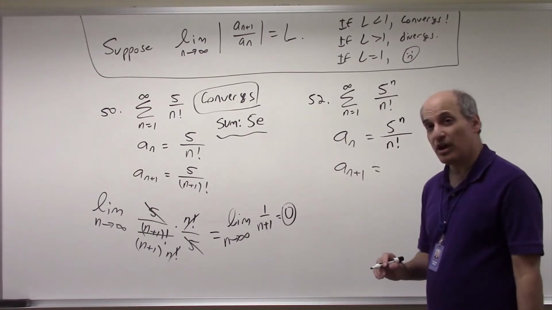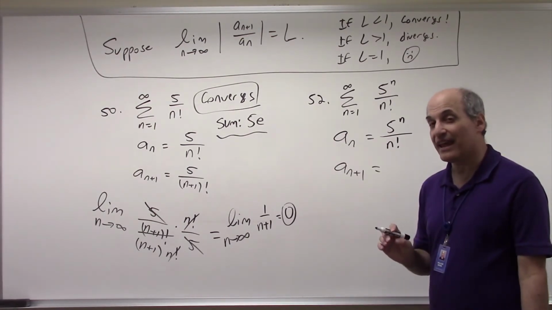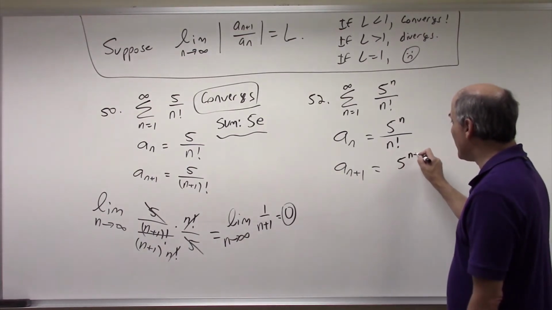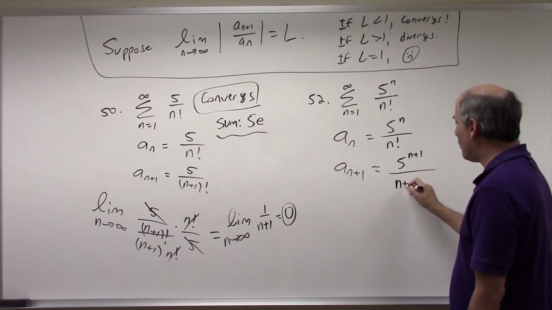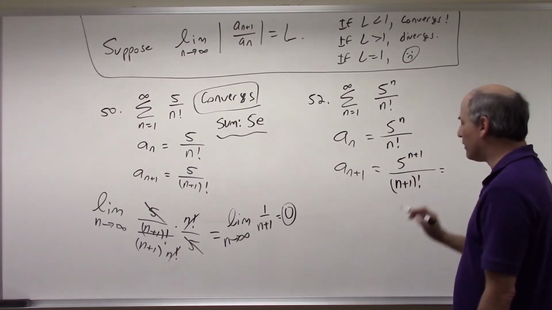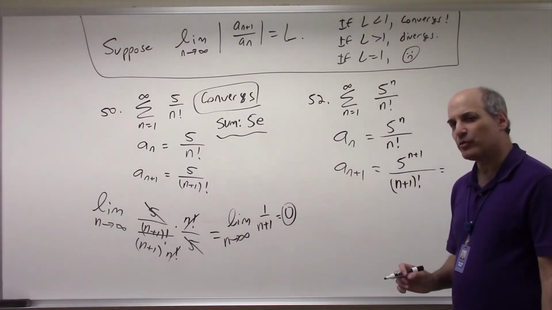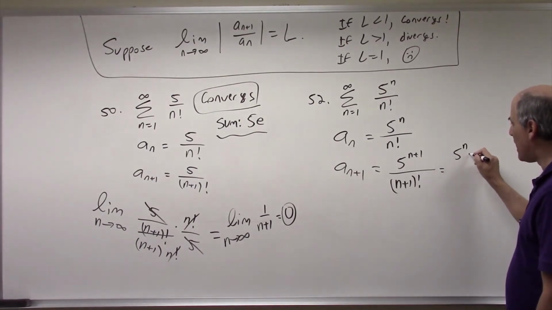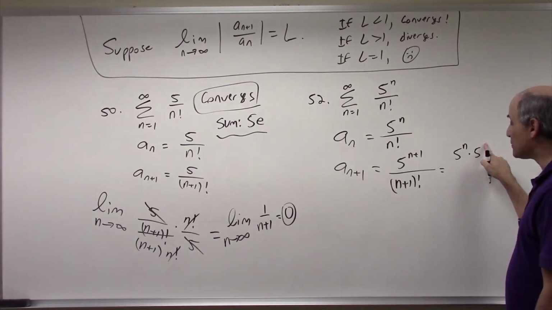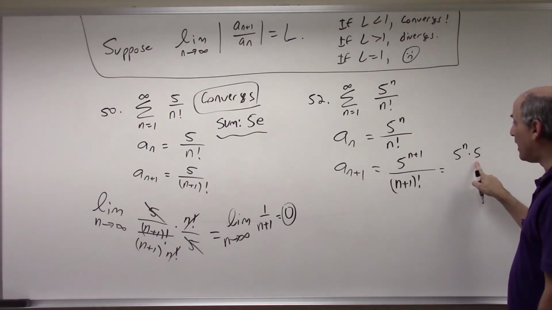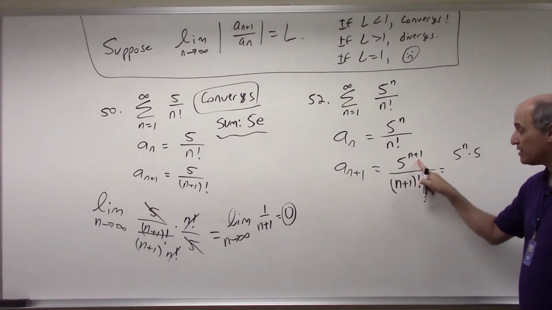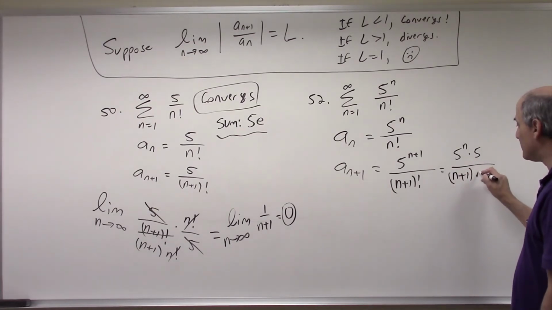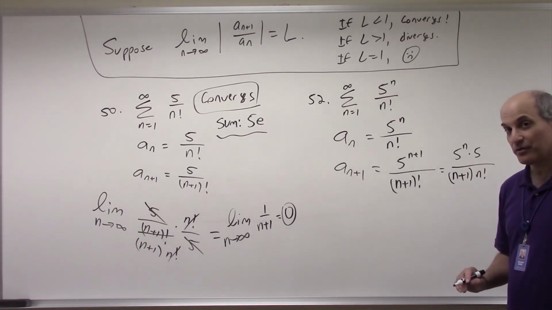A sub n plus 1, again, every place there's an n, just replace it with n plus 1. So this is 5 to the n plus 1 power over n plus 1 factorial. And let's simplify that before we go ahead and write out the quotient. That's 5 to the n power times 5 to the first power, because when I multiply the 5's, I can add the exponents. And as always, n plus 1 factorial is just n plus 1 times n factorial.